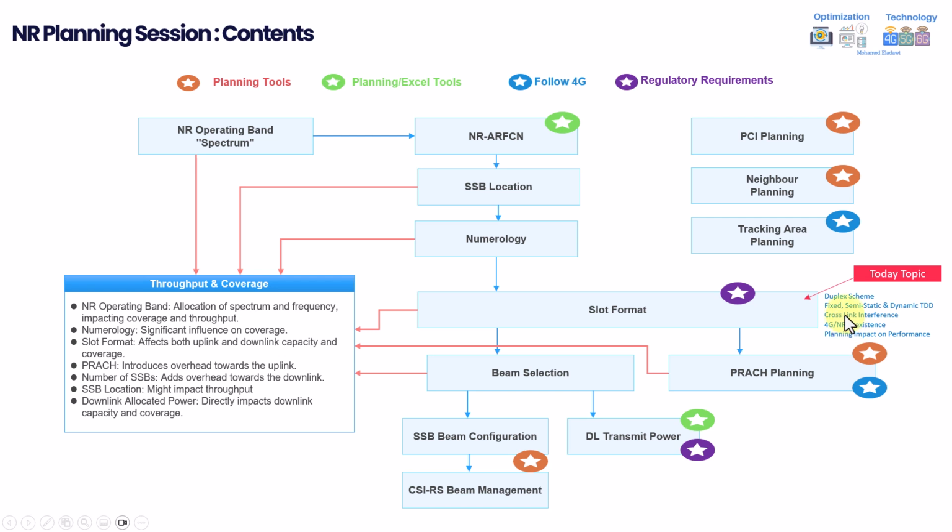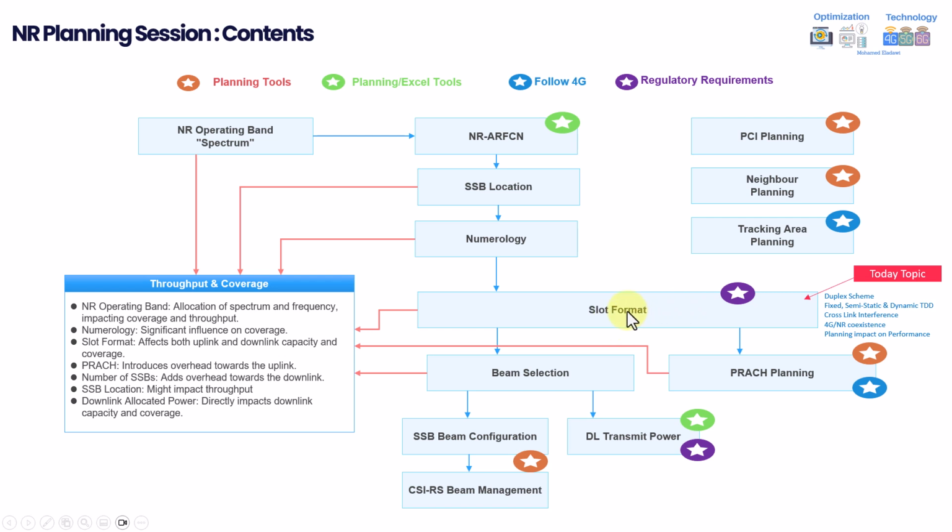I'm trying to cover the theoretical part, not only what kind of planning we can do, but also to give you a very good understanding of it. For example, first we'll go through the duplex scheme, then the configuration types of slot format introduced in NR, then something called cross-link interference and 4G NR coexistence, and what the impact is on performance in general, either latency or throughput or coverage, whenever you change the slot format. So this is what we're going to cover.